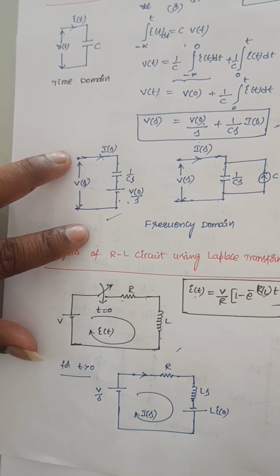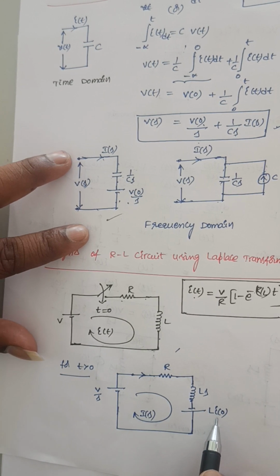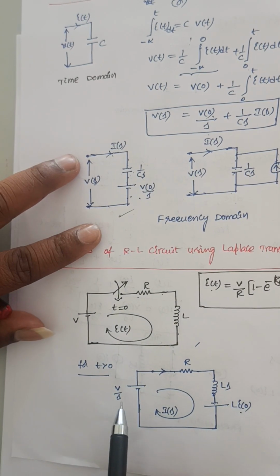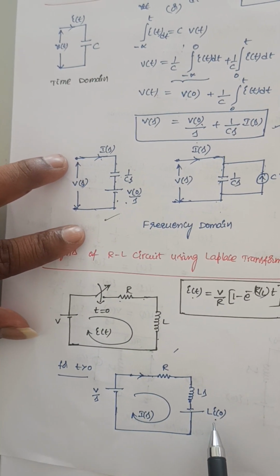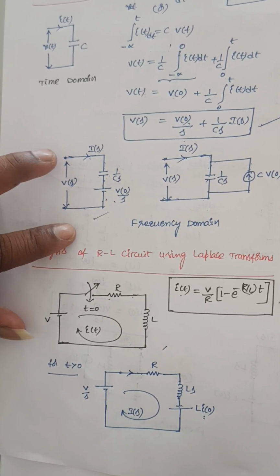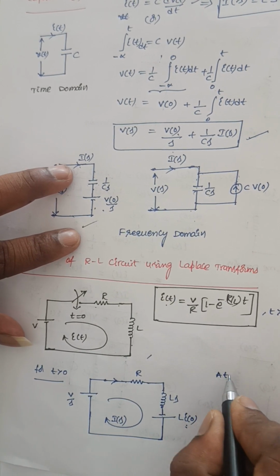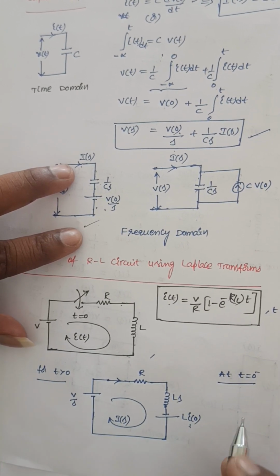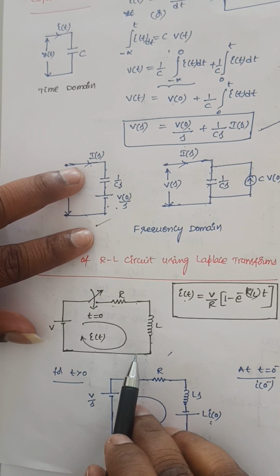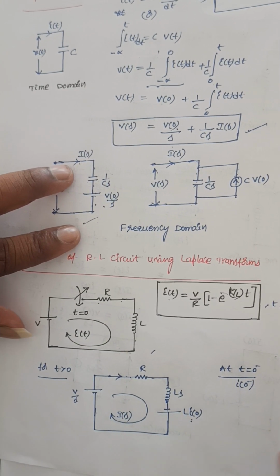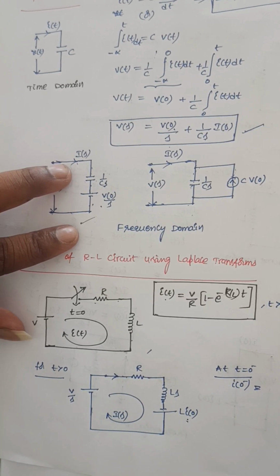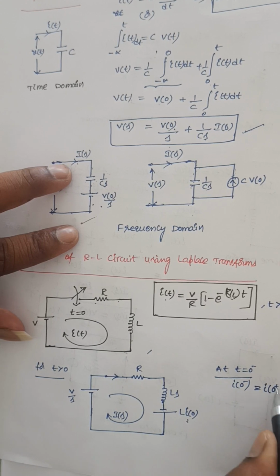To draw this network, we need to find the value of this I of 0. We know the value of L here, R is a known value, V is also a known value. Only the unknown value here is I of 0. So to find this unknown current I of 0, we need to draw the circuit at t is equal to 0 minus. If I am able to find the current at t is equal to 0 minus, that is I of 0, the same current will flow at t is equal to 0 plus also, that is after the switching action is done, that is I of 0 plus.